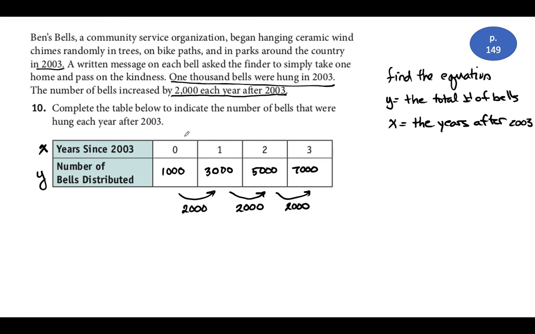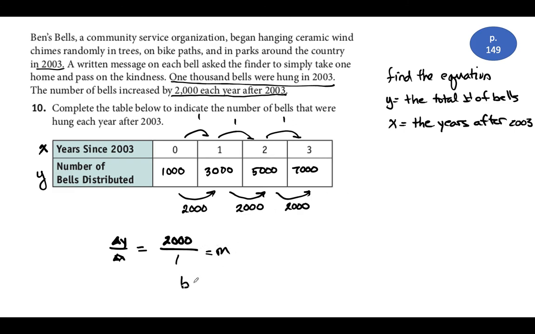Do you see this constant rate at work here? Every time we increase 1 year, change in x is 1, the change in y is 2,000. So we have a constant rate of change of 2,000 over 1. And if that is the change in y over the change in x, and it is, then that is the slope. So we just found the slope right now. The other thing that we need to build our equation is we need b. We need m and we need b.